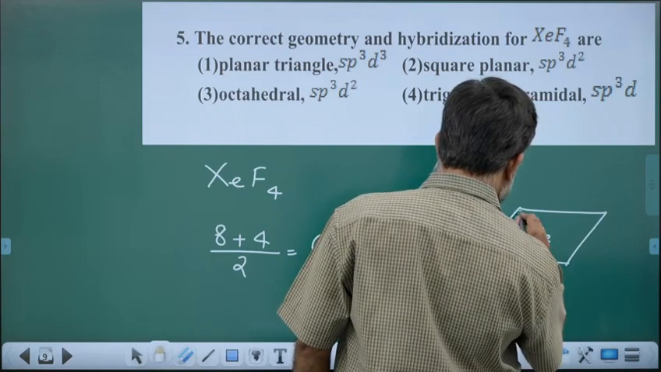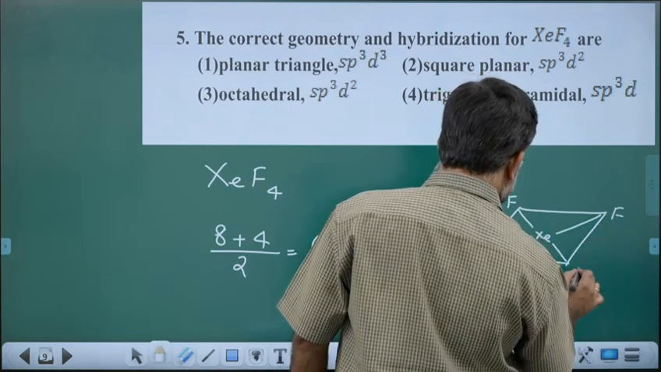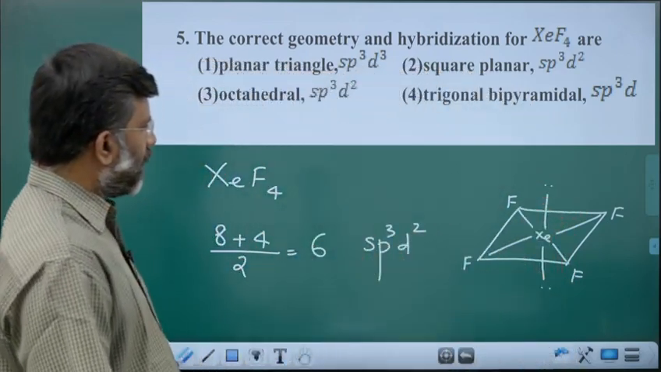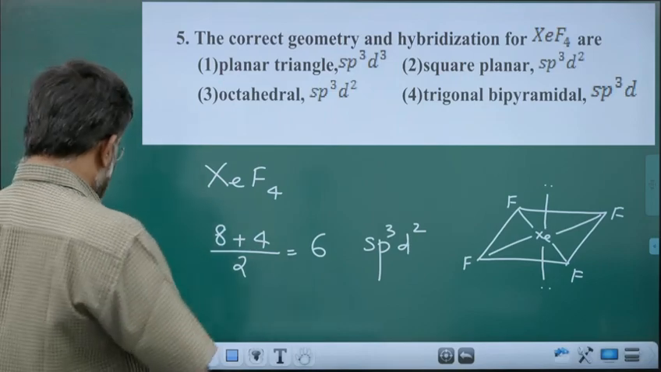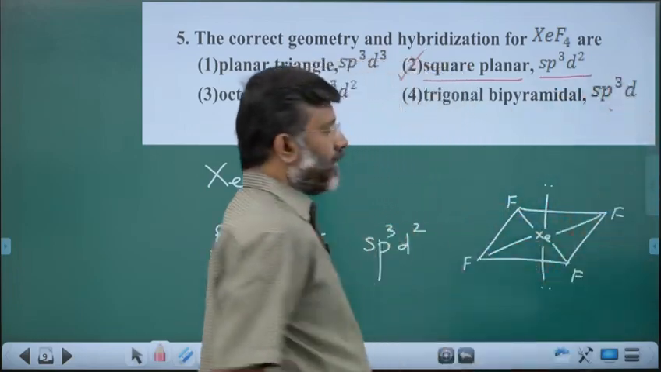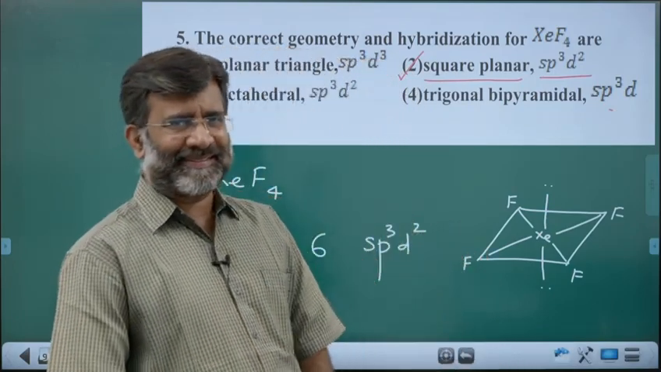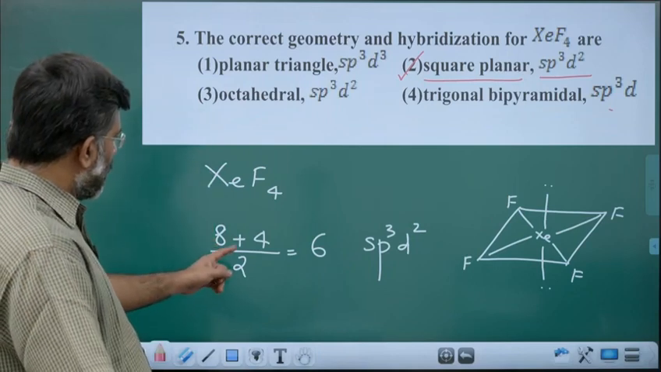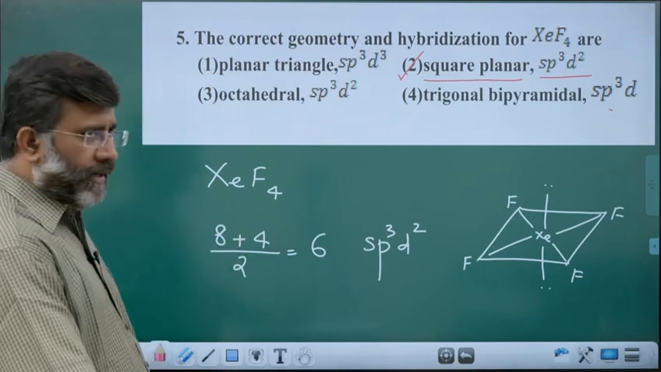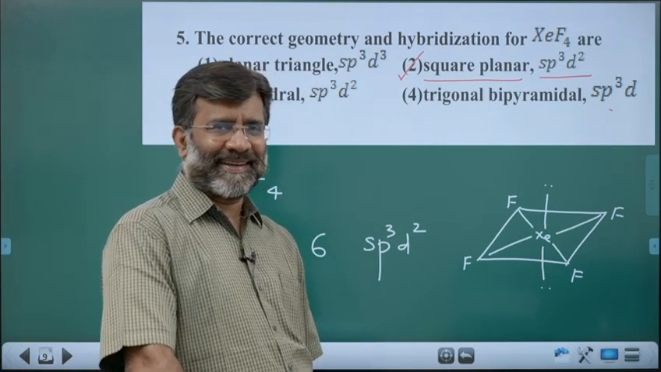You have xenon at the center and 4 fluorine on the corners of the plane, while 1 lone pair on top, 1 lone pair at bottom, and it is square planar geometry. The answer is the second choice. Square planar geometry, sp3d2 hybridization. Well known to all of you, right? 8 valence electrons from xenon, 4 surrounding monovalent atoms, 8 plus 4, 12 by 2, 6 electron pairs stands for which hybridization? sp3d2, right? Next question.